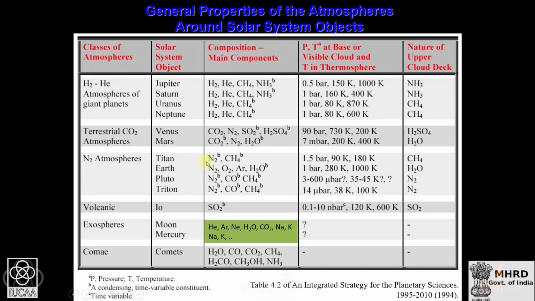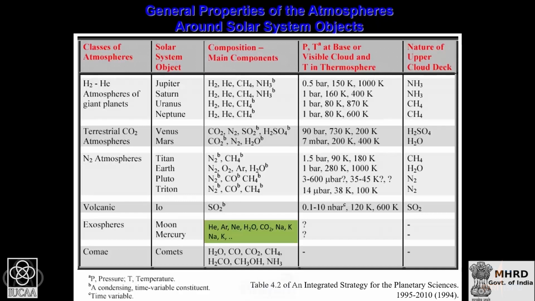Titan is actually a satellite of Saturn, which is the second largest satellite in the solar system, and it has an atmosphere dominated by nitrogen, similar to that of Earth, Pluto and Triton. And Triton is actually a satellite of Neptune, which is the largest satellite of Neptune. So, one can see that Earth, Pluto and the two satellites are dominated by nitrogen, and it is quite intriguing that these N2 dominated atmospheres of the satellites are around planets with atmospheres dominated by hydrogen and helium.